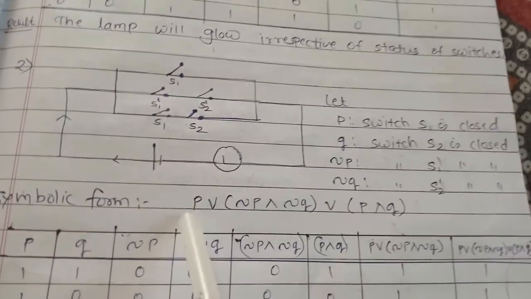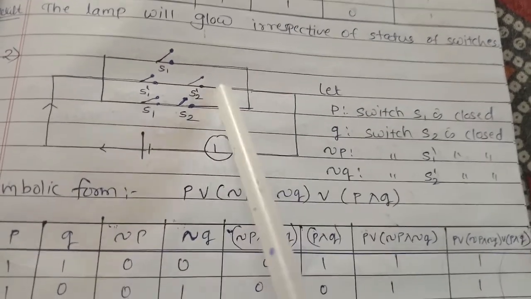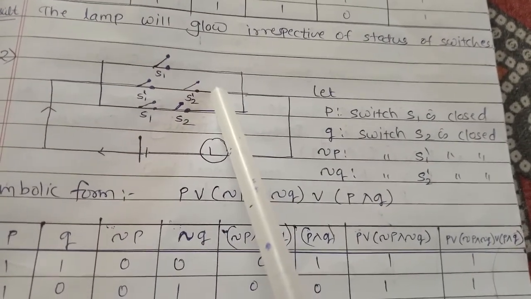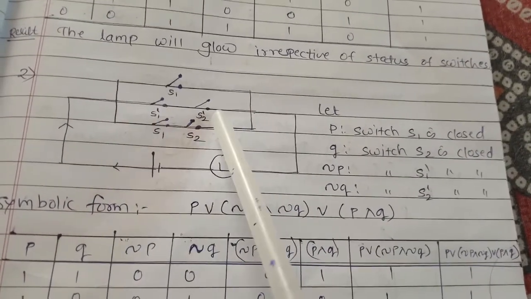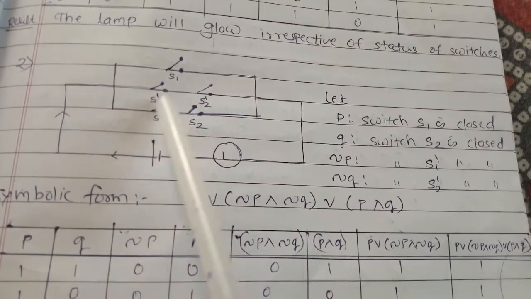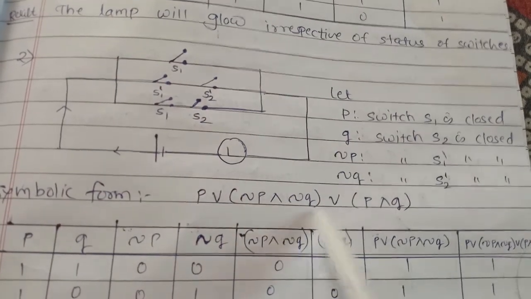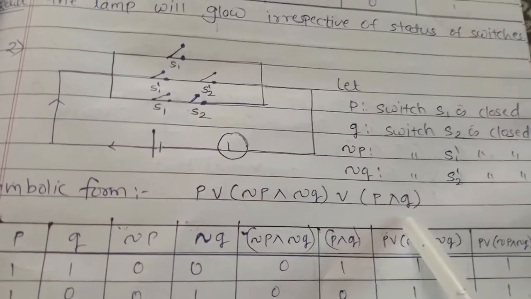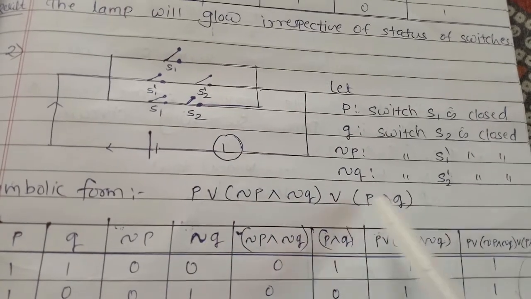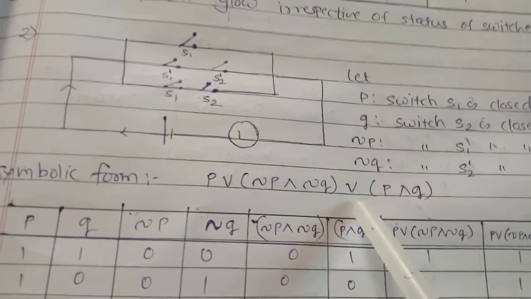So for S1 we have to write down P, since S1 represents the letter P. Then between this and this there is a parallel combination, so we use the disjunction. And between these two there is a series, so since there is S1 dash and S2 dash, negation P, negation Q, and between them we put conjunction since there is a series combination. Here also a series combination. So first we write S1 S2, that is P conjunction Q, and between those two also a parallel combination, so there is a sign of disjunction. So this is the symbolic form.